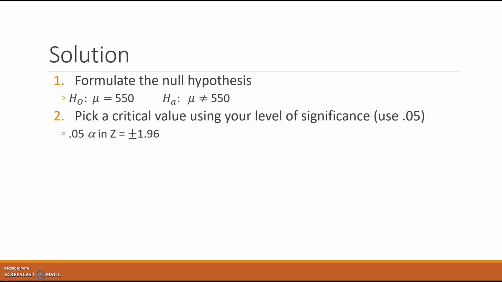Notice up here where the null hypothesis is. The alternate hypothesis is that it's not 550. It doesn't say it's bigger or smaller. In that case, you'd use a different number.